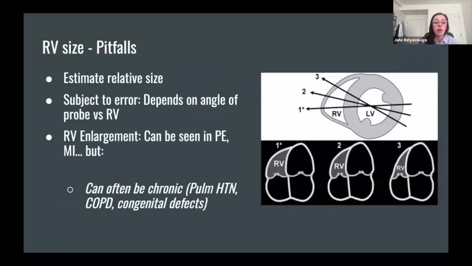Unfortunately, there are some pitfalls with looking at the RV size. This only estimates the relative size of the RV. So in a patient who has a prior history of left ventricular hypertrophy as well, it's harder to look for RV dilation. And this kind of finding is subject to error because it depends on the angle of the probe versus the RV. You'll see RV enlargement in things like PE and MI, but you'll also see it in chronic processes such as pulmonary hypertension, COPD, and congenital defects.